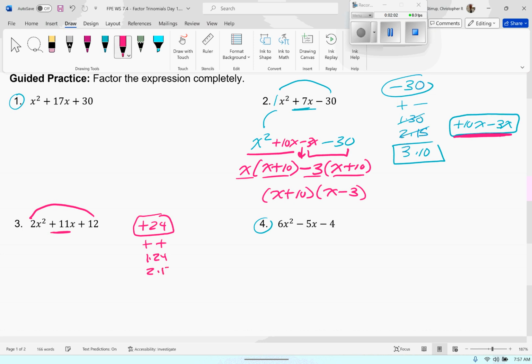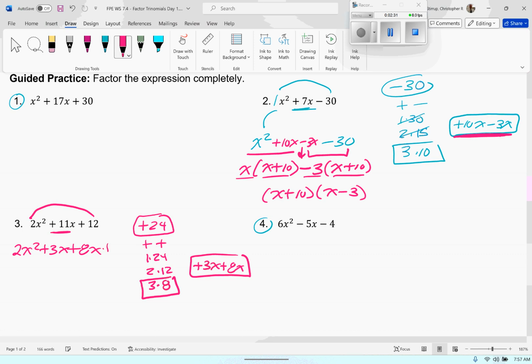I have 2 and 12. If I add those together, I get 14. That's not going to work. I have 3 and 8. I think 3 and 8 might work. Okay, 3 and 8. So if I have a plus 3x and a plus 8x, if I add those together, I'm going to get 11x. So in whatever order I want, I could plug in 3x and 8x or 8x and 3x. It'll work.